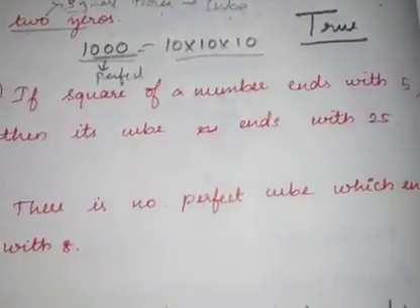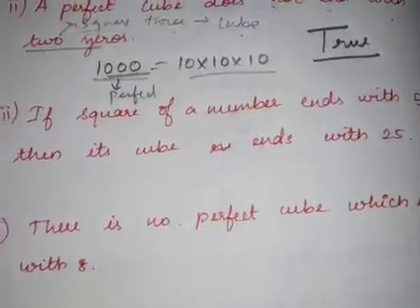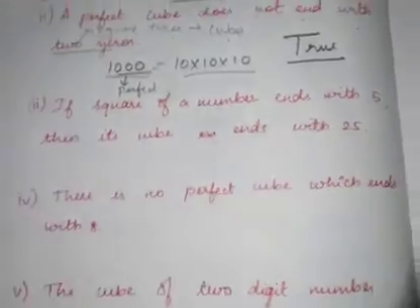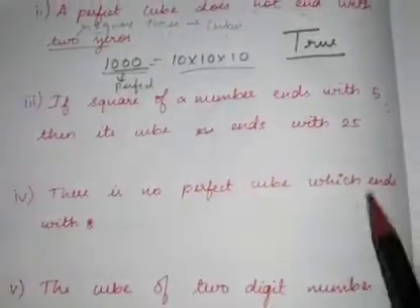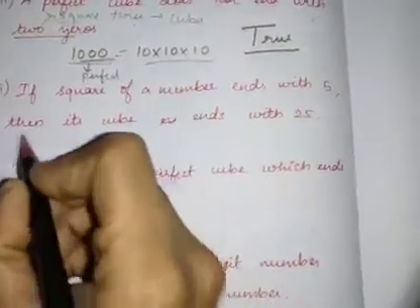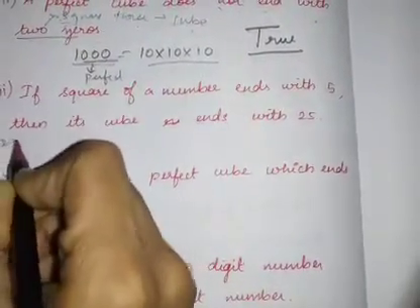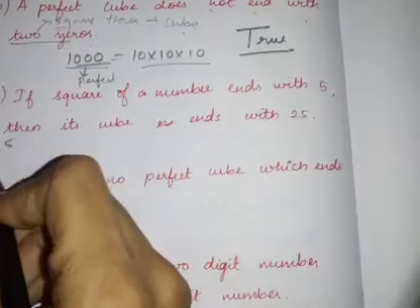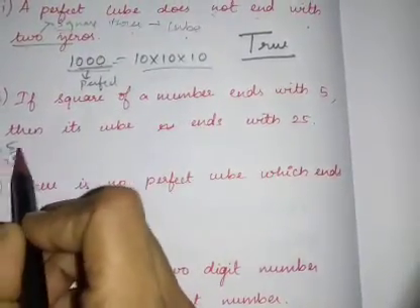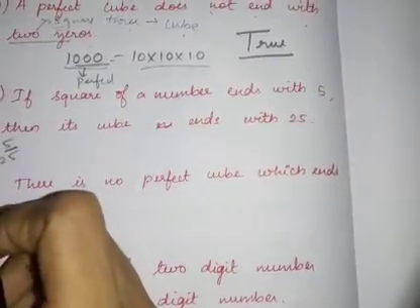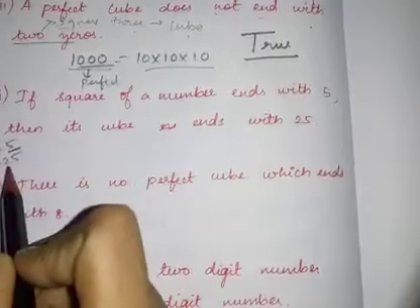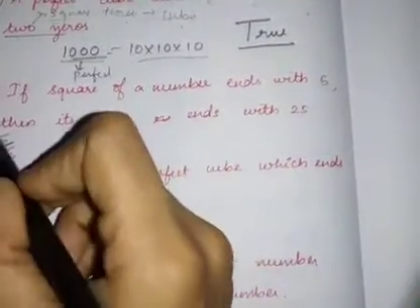Third problem. If the square of a number ends with 5, then its cube ends with 25. Let me check this third problem with an example. The square of a number ends with 5. 5 square is 25. What is 5 cube? 125, right? The square of the number 5 ends with 5, then its cube, 5 cube, ends with 25. Yes, this is correct.